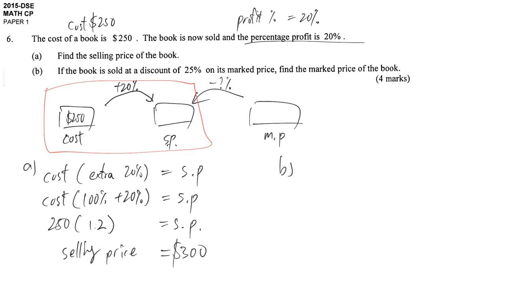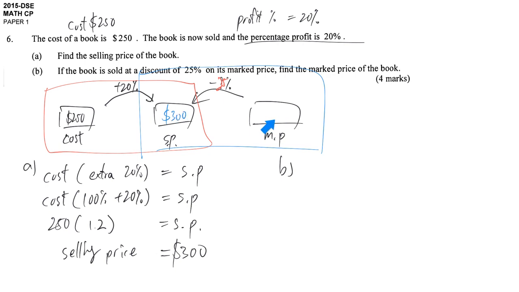In part B, if the book is sold at a discount of 25%, that means from the market price we deduct 25% after discount. So this is 25% now. We just use the same story, but this time we are focusing on the right hand side. The selling price is fixed. We know that it's 300.